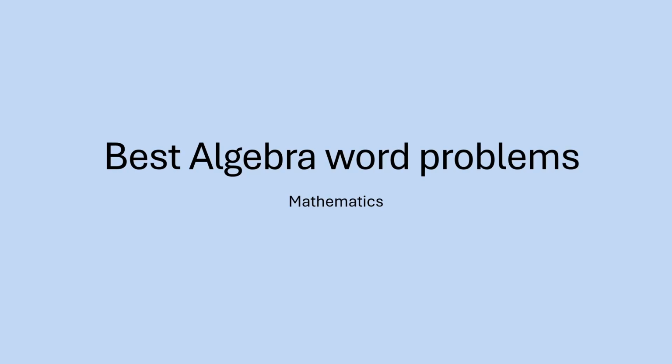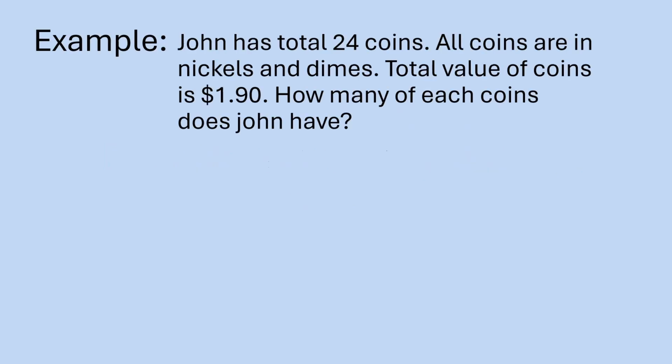In this video we will see basic algebra word problems. John has a total of 24 coins. All coins are nickels and dimes. The total value of the coins is $1.90. How many of each coin does John have?